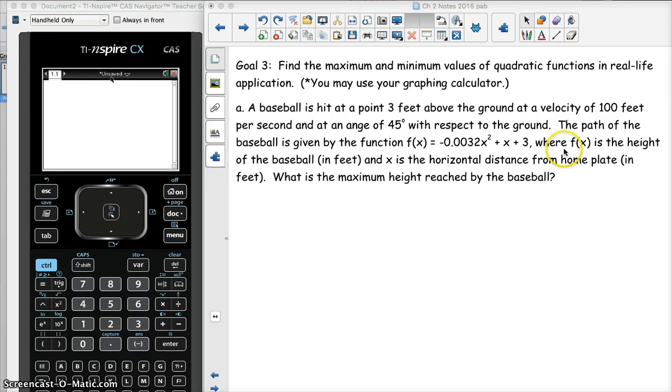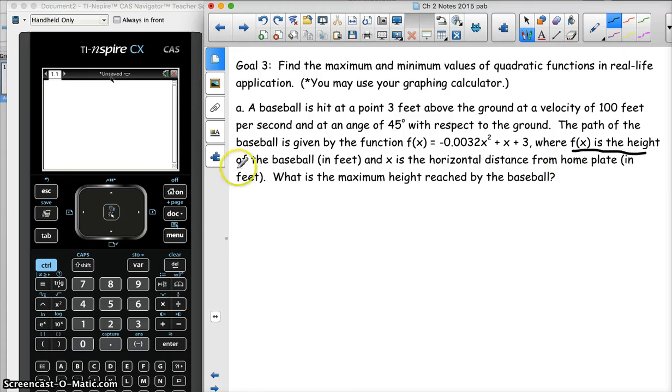So continuing, where f of x is the height of the baseball, I want you to make sure that you underline that f of x, which we know is y, represents the height of the baseball, and also underline that x is the horizontal distance from home plate. It is always important that you identify what f of x represents and what x represents. Lastly, I want you to underline what it is you're being asked to find. And this says, what is the maximum height that's reached by the baseball? So you're looking for the maximum height reached by the baseball.